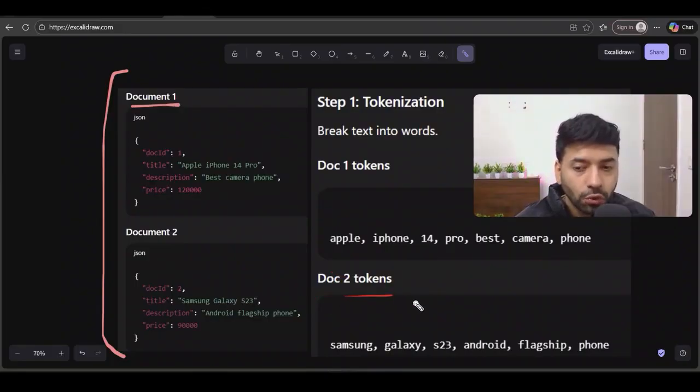Similarly, for document 2, we will create the tokens. First, for the title, Samsung Galaxy S23. So you can clearly see these are present here. And then from the description, we have Android flagship phone. You can clearly see that as well. Okay. So from document 2 tokens, we get all of these. Now as we have the tokens available, what we'll do is create the inverted indexes.